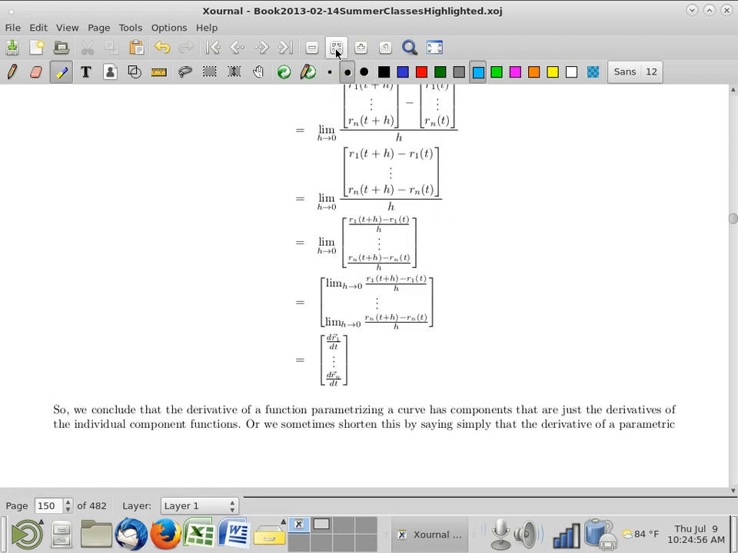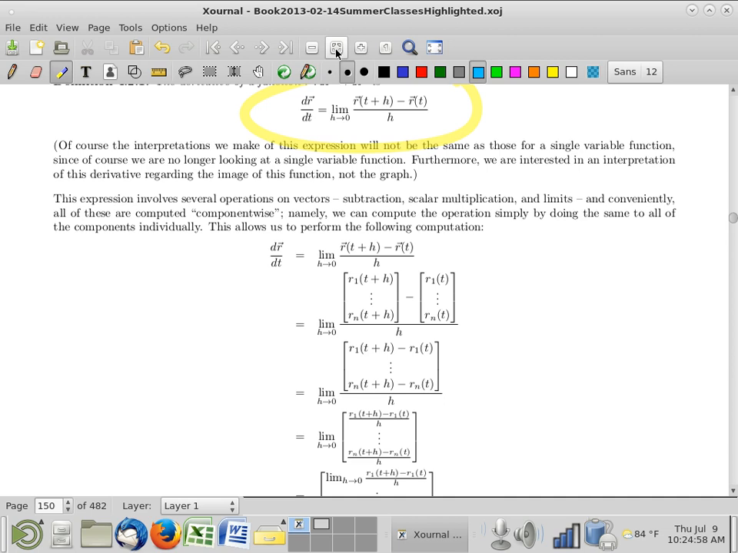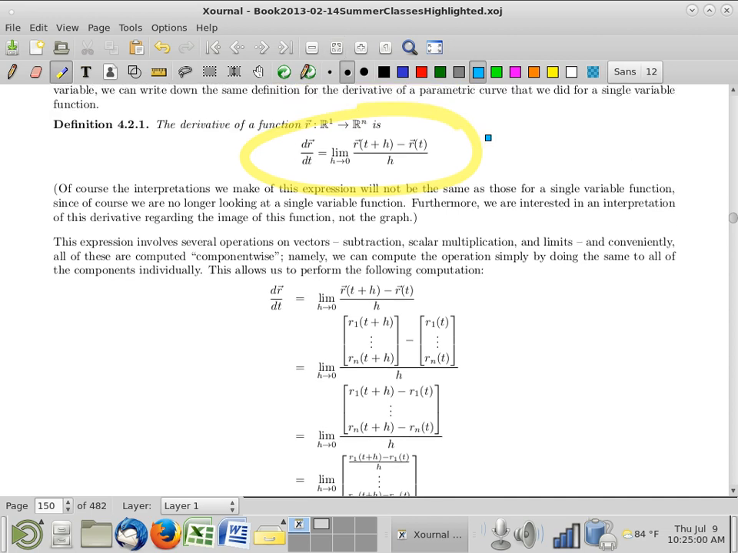Okay. Now, what remains, and what you might be sort of worried about right now, is the question of, is this at all useful? When we wrote this down in a single variable calculus class, we had a particular geometric application in mind. How do I compute the slope of a tangent line? And the answer to that question ended up being this.